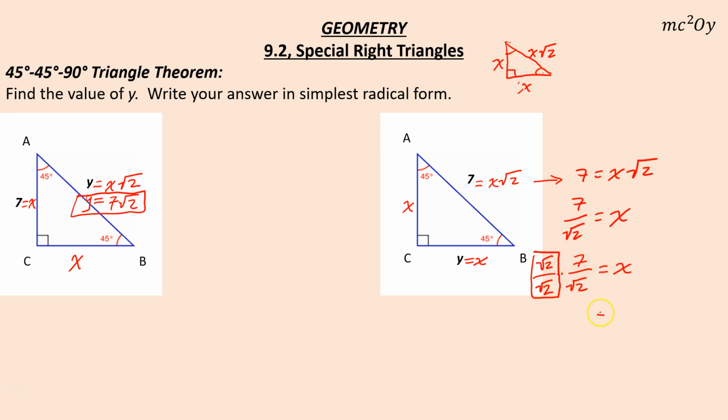So 7 times root 2, we just write as 7 root 2. Root 2 times root 2 is root 4, and the root of 4 is 2. So when you multiply a root by itself, you get the thing inside the root. Notice, I no longer have a radical in the denominator. So x is equal to 7 root 2, which means this side, y equals x, y equals 7 root 2 over 2.